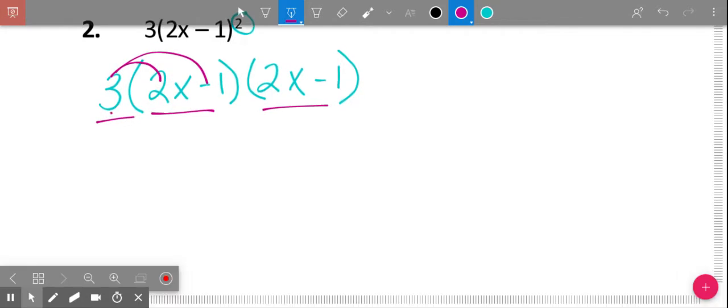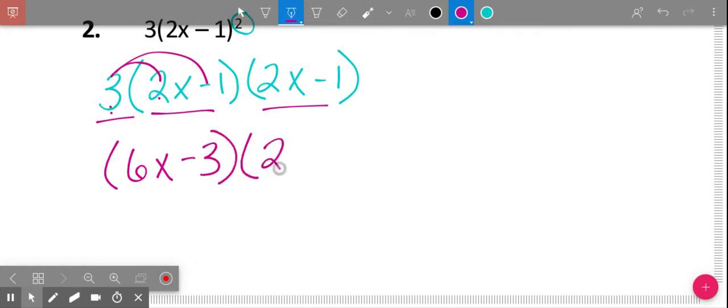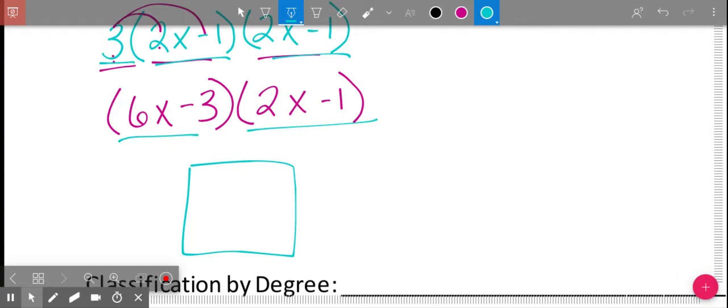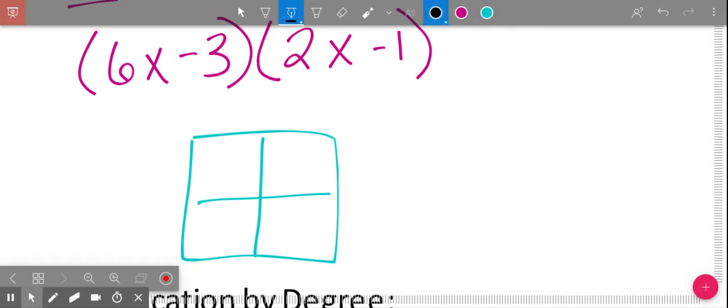When I do that, 3 times 2x will give me 6x, and 3 times negative 1 gives me negative 3, times 2x minus 1. Now that I have this set up, I can actually use my box now. So when I had 3 pieces, I couldn't. But now that I only have 2, I can use my box, and we're good to go. So I'm going to set up my box. I have 6x minus 3, and then 2x minus 1.